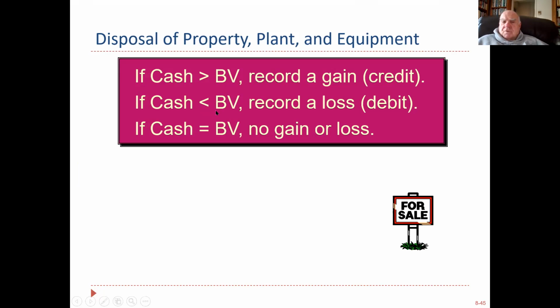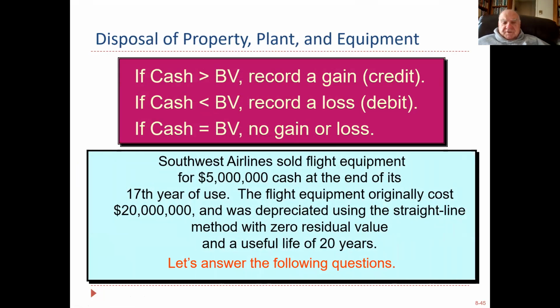If the cash is below the book value, you have a loss. And if the cash equals the book value, you broke even. Not so hard. So let's take a look at one here. And I think this is a pretty good question.